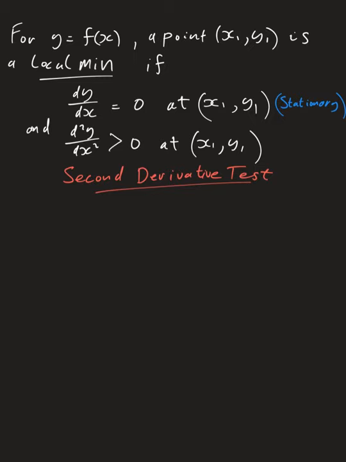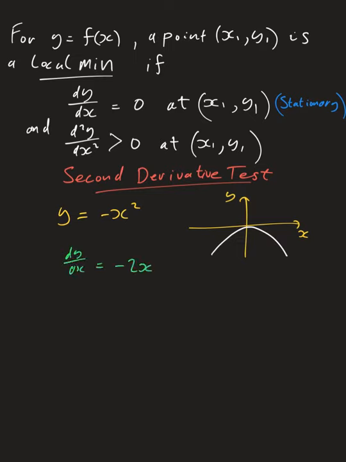So what if the second derivative was less than 0? In that case, we would get a local maximum. Let's say that y is equal to minus x squared. For example, I get a function that looks like this. The first derivative is now minus 2x. If I plot that, put dy/dx up here and x here, minus 2x looks like this.